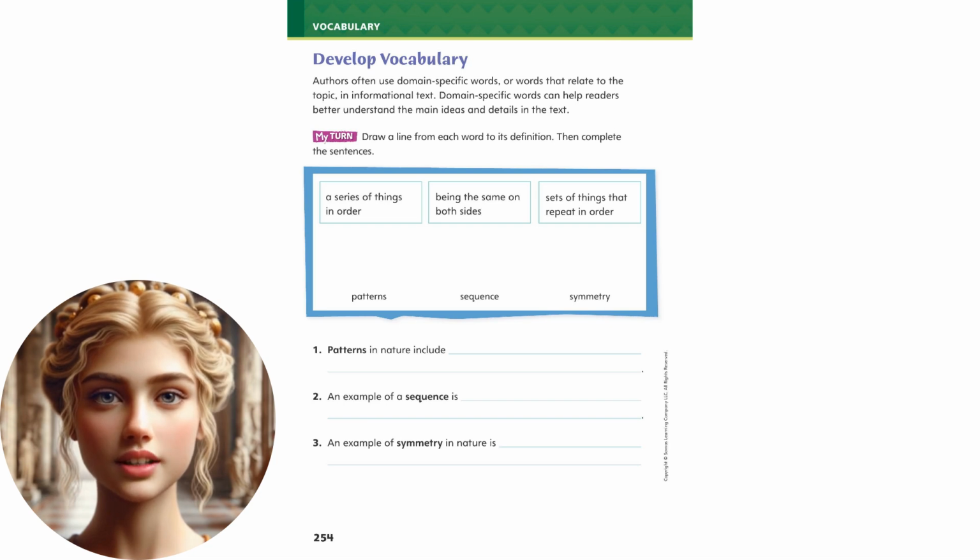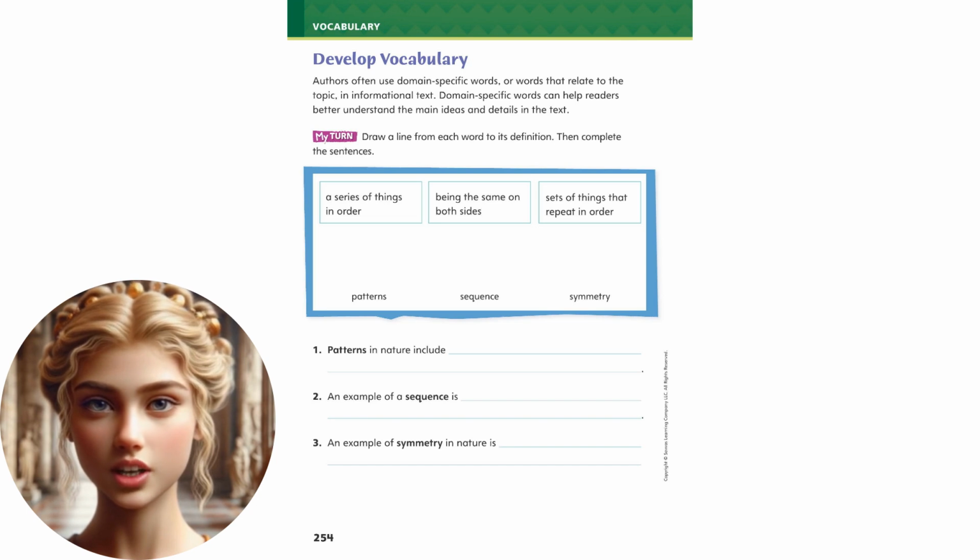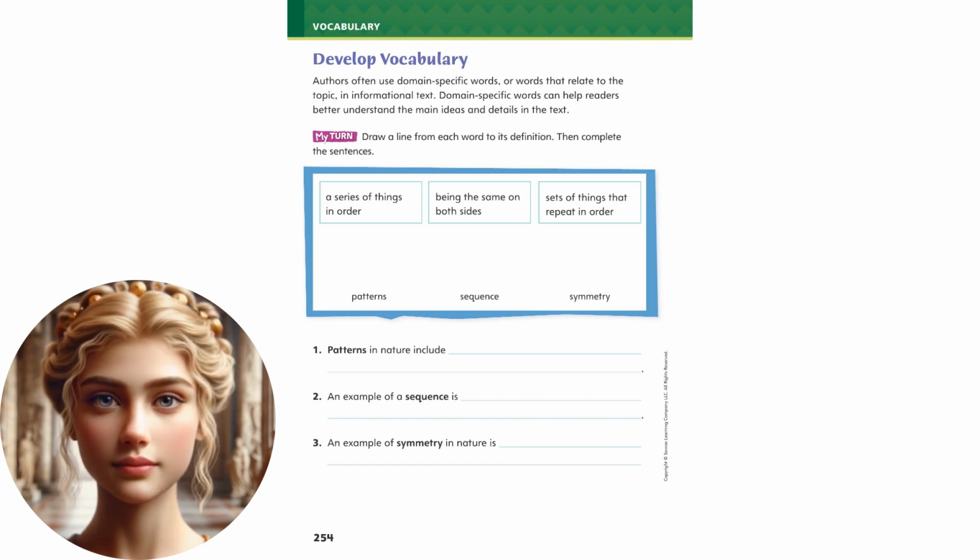Let's learn some new words that will help us talk about patterns in nature. These words are important for understanding the text. We call them special words because they are used when we talk about certain topics.